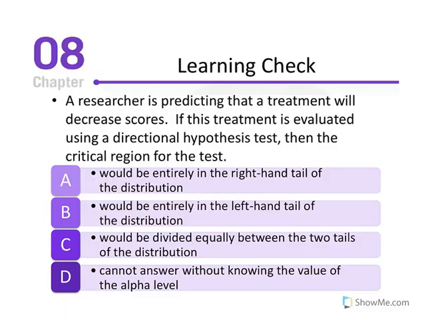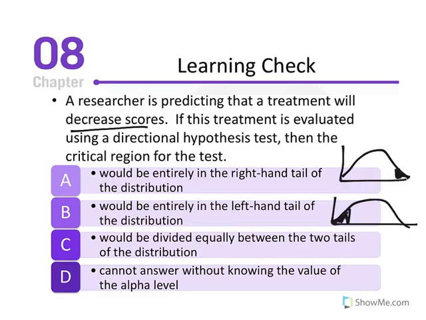A researcher is predicting that a treatment will decrease scores. If the treatment is evaluated using a directional hypothesis test, then the critical region for the test, and these are the options, would be entirely on the right-hand tail of the distribution, would be entirely on the left-hand tail of the distribution, would be divided equally between the two tails of the distribution, and then finally, cannot be answered without knowing the value of alpha.